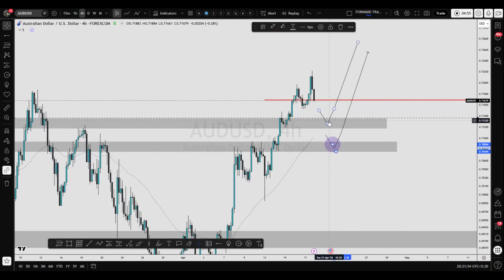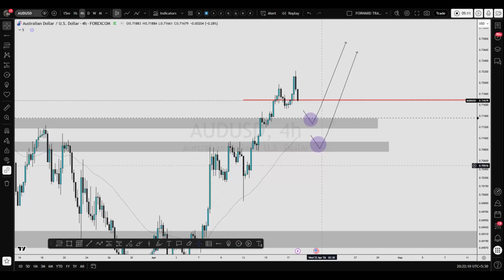This area is perfectly lining up with 50 EMA in 4 hour time frame, which is making it a little more valid. But yeah, that's all from my side in AUD USD. I'm gonna monitor these two levels and let's see how they react.